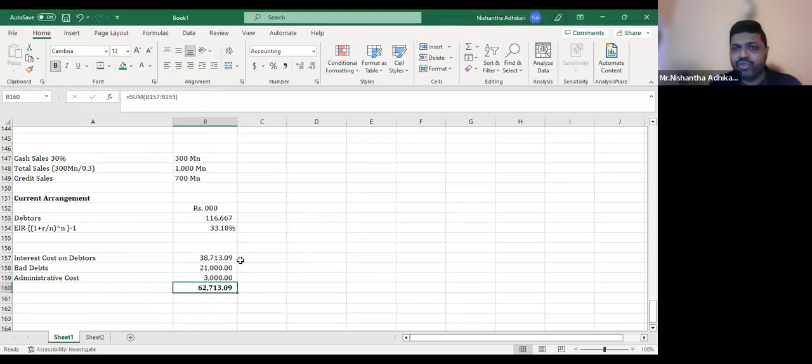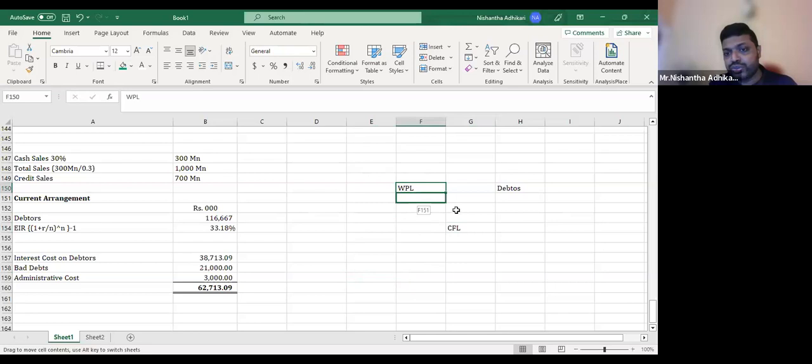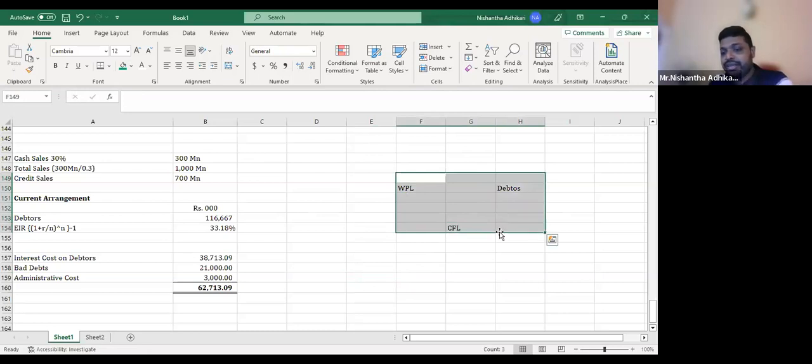Now, if you factor, how does the factoring arrangement look? The factoring arrangement has three parties. It's tripartite. This company WPL, that is your company, then debtors, and CFL, that is the factoring company, right? WPL sells debtors to CFL. Then CFL gives an advance of 75%, right? Debtors 100% will be settled to CFL. CFL transfers the balance 25% to WPL after the period of 45 days after deducting their charges. That is called the factoring arrangement.